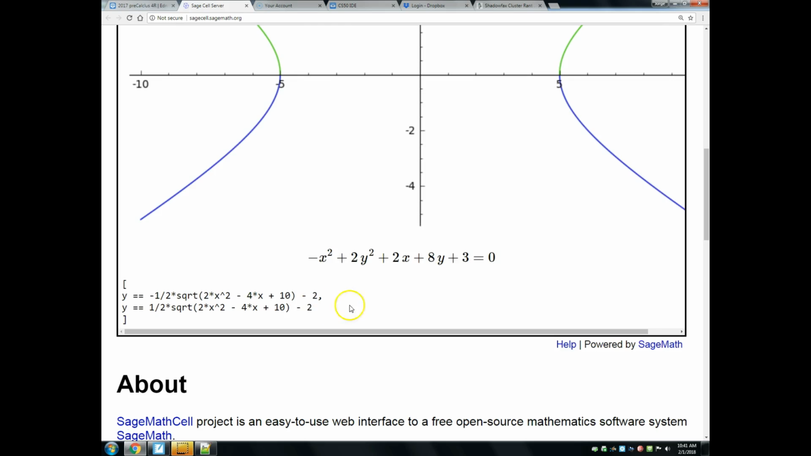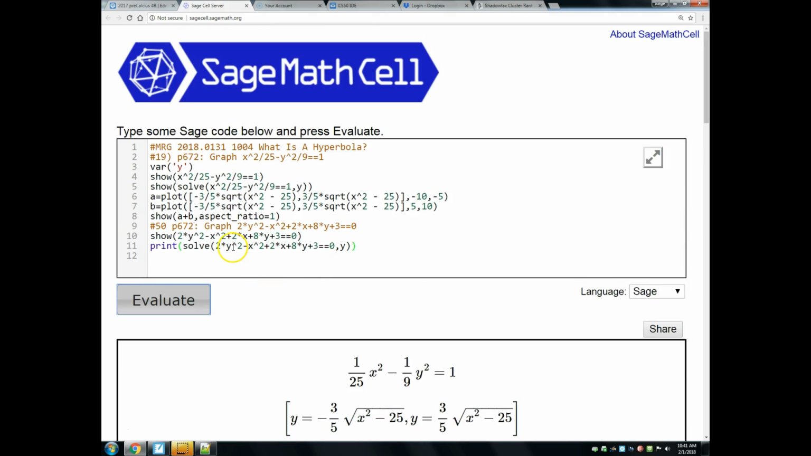Now this one's opening up and down because it's y squared minus x squared. So the upper branch is a function by itself, the bottom branch is a function by itself. There's no domain issues. It's not doing left and right. So we're not going to worry about this domain issue stuff. We don't need the plot A, plot B stuff.